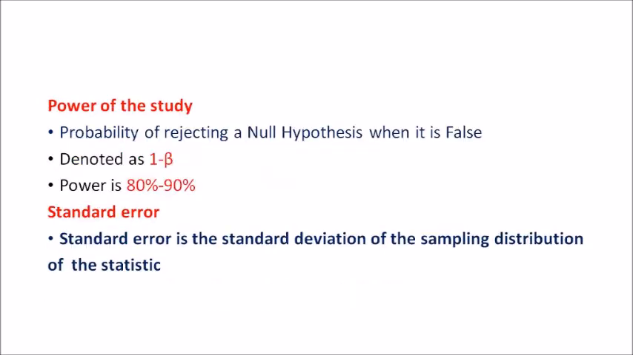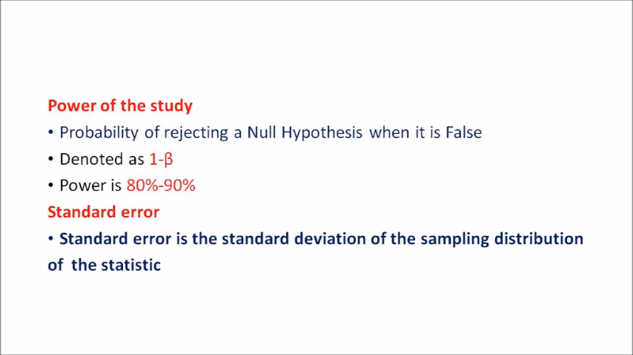Next, we are moving to the power of the study. Power of the study is the probability of rejecting a null hypothesis when it is false. That is the correct thing that we should do. As the name suggests, it is the actual power of the study. It is denoted as 1 minus beta. Power is usually 80 to 90%. We have to do the study with a power of 80 to 90%.